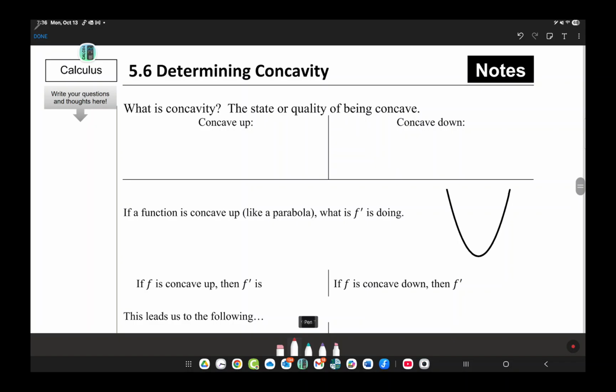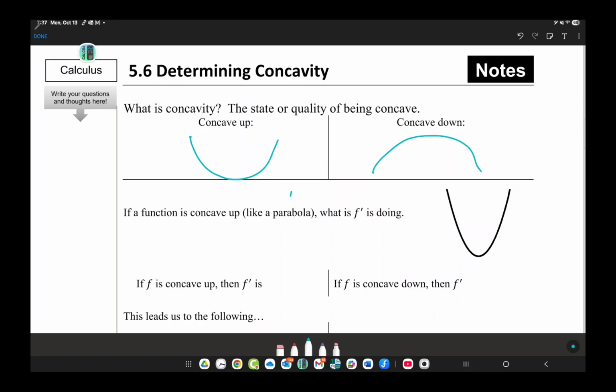5.6. Concavity. Now, what's concavity? The standard quality of being concave. All right. Now we have two types of concavity. You are either concave up, like that, or concave down.